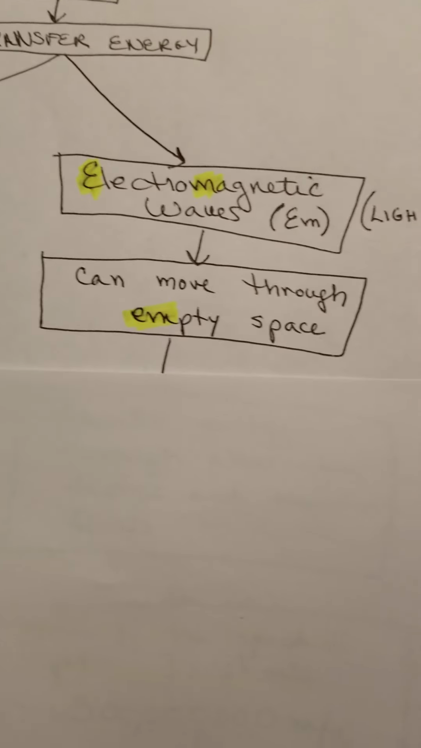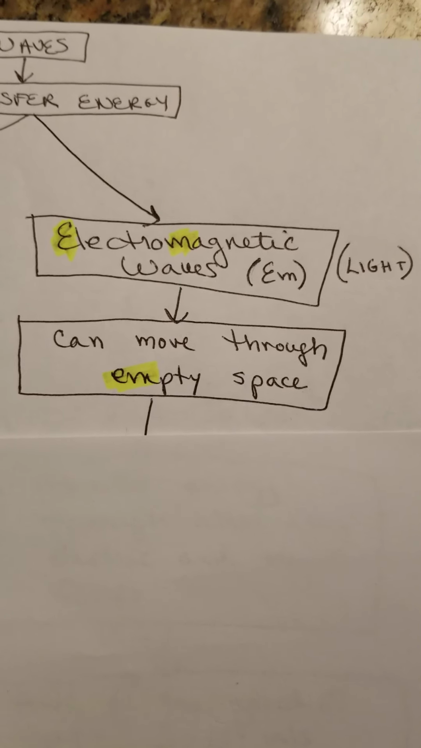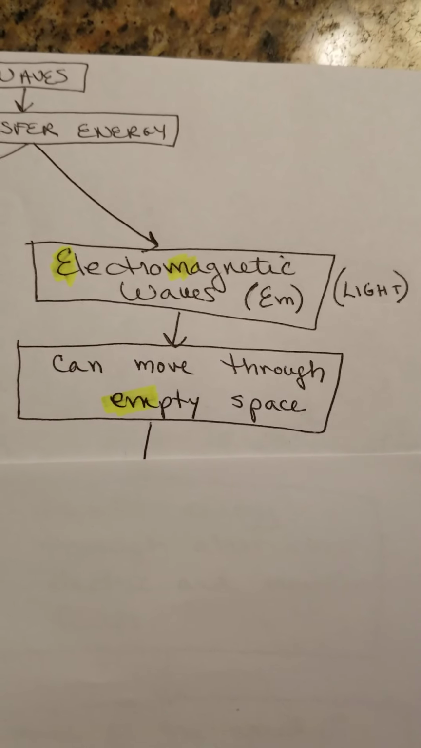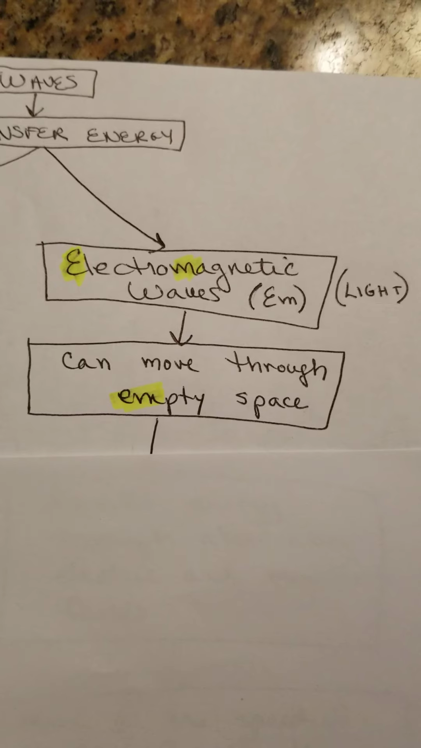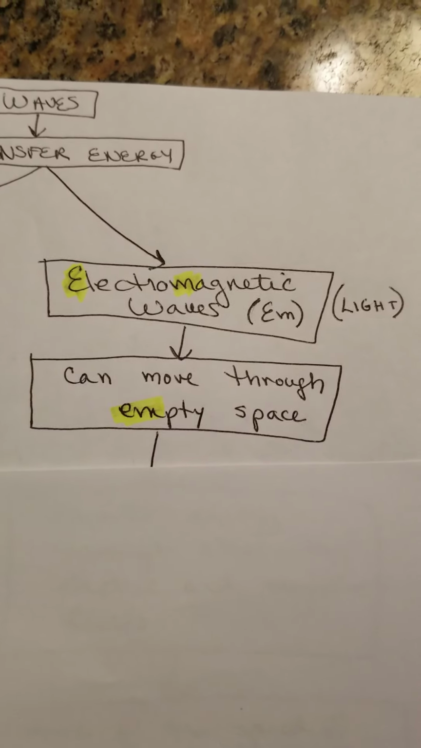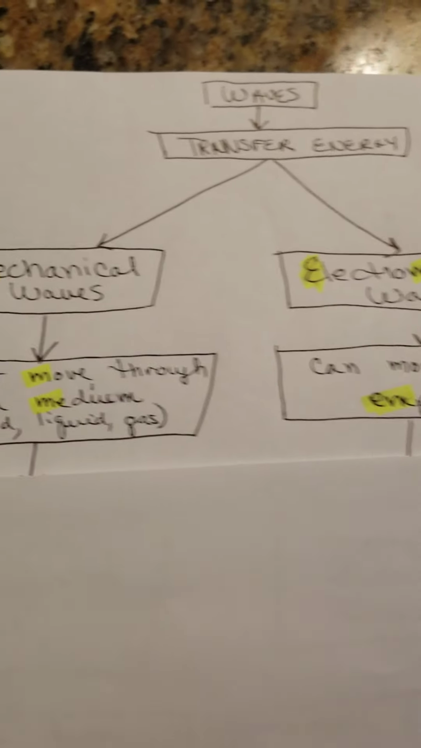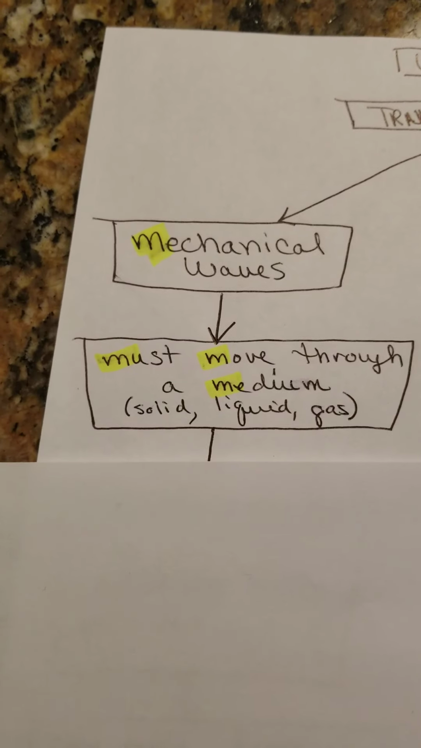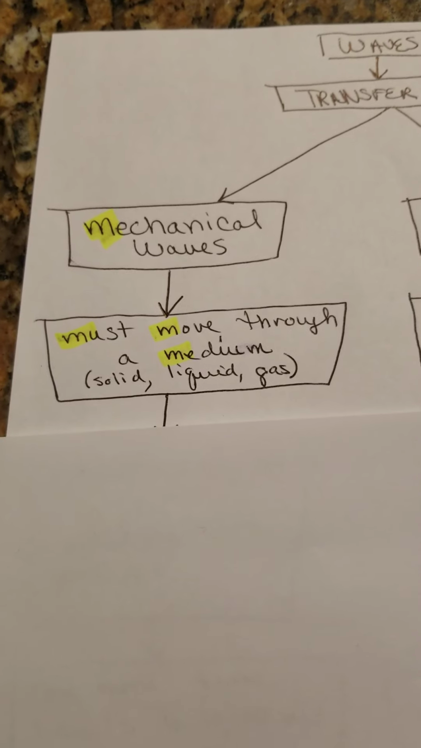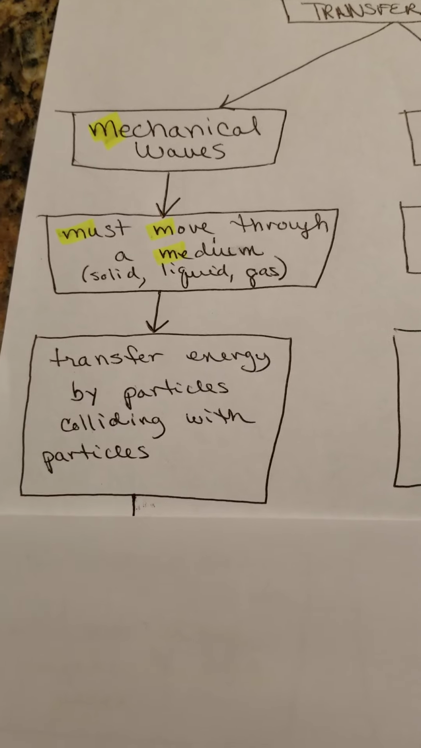What makes an electromagnetic wave different is that an electromagnetic wave can move through empty space. So electromagnetic, EM, empty space. Basically, EM waves or light waves can go through a vacuum or go through space, from the sun to here, and they don't need to vibrate anything. Moving back over to mechanical, mechanical waves must move through a medium, a solid, a liquid, or a gas.